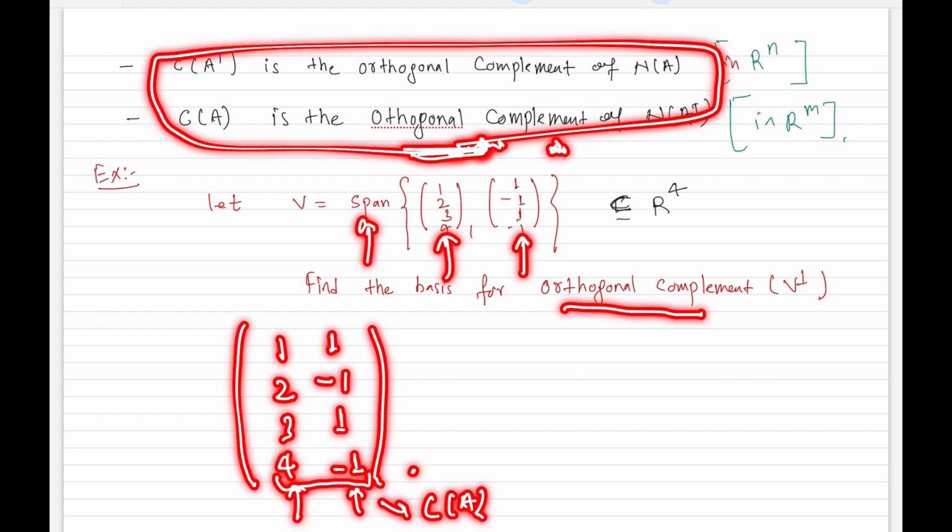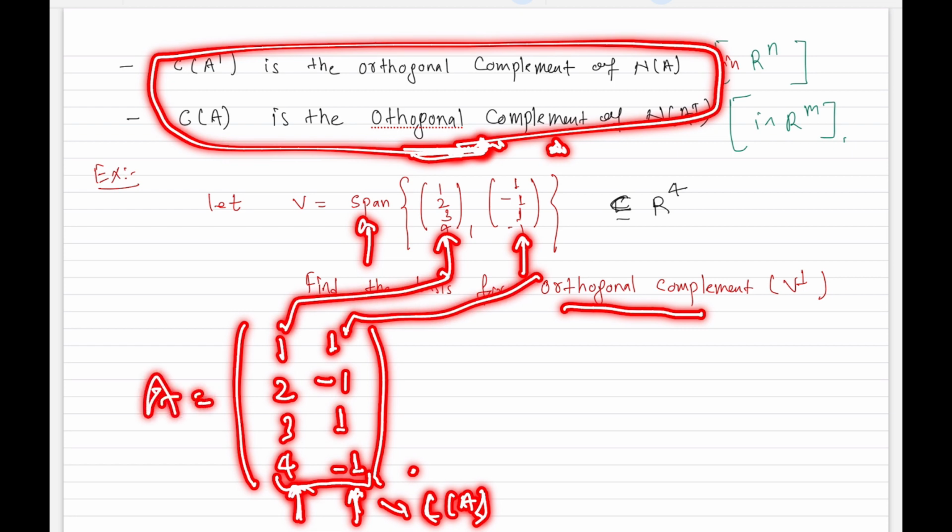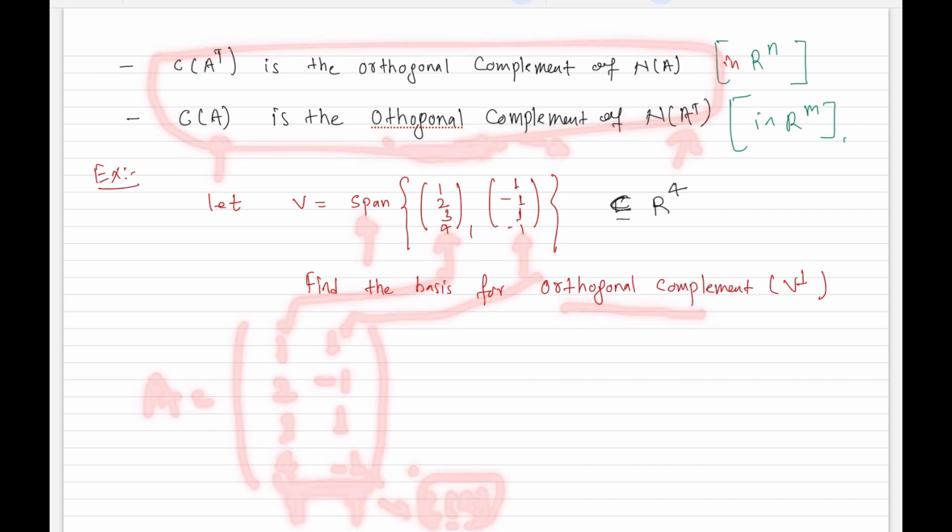So now coming to this question, these two columns, right? What I have done is put these two vectors as the columns of this matrix, let's suppose A. The span, or the linear combination of the columns, will give you the column space, right? And we know from this theorem that the column space is the orthogonal complement of the left null space. So basically what I have to find is the left null space.